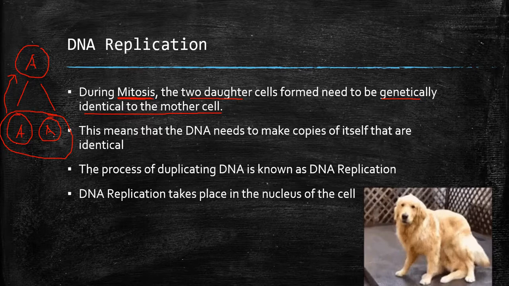So this means that the DNA needs to make copies of itself that are identical, which means the DNA in this should be the same as the DNA in that and the DNA in that. Okay, so the process of duplicating the DNA is known as DNA replication. You might find this question as part of the biological terms of your exam. Okay, now the DNA replication takes place in the nucleus of the cell. I'm sure I've mentioned where the DNA is in the nucleus of the cell.